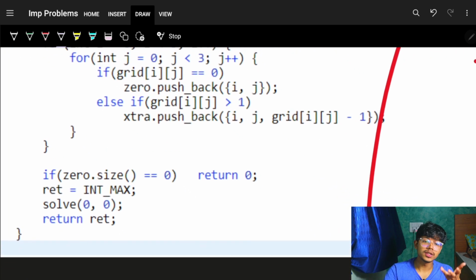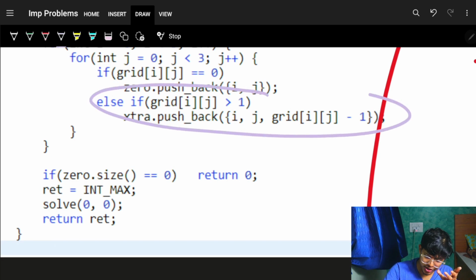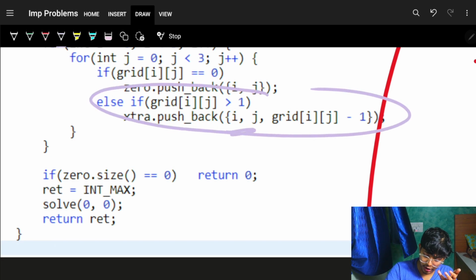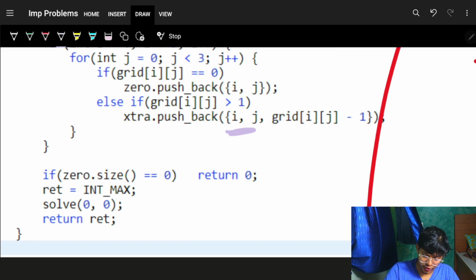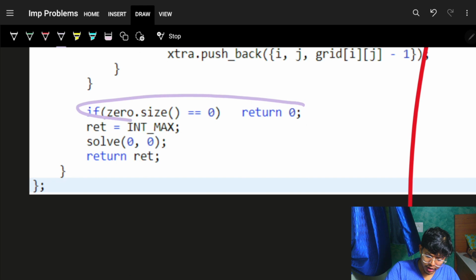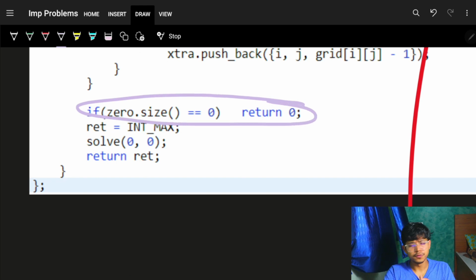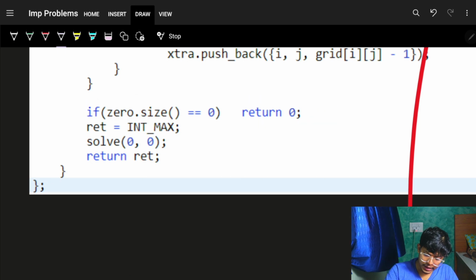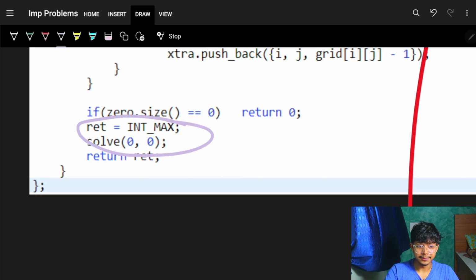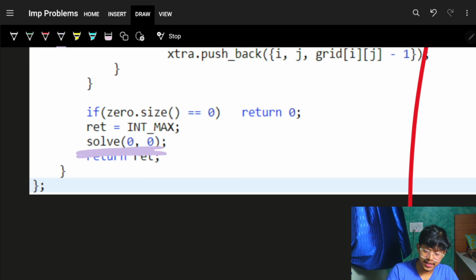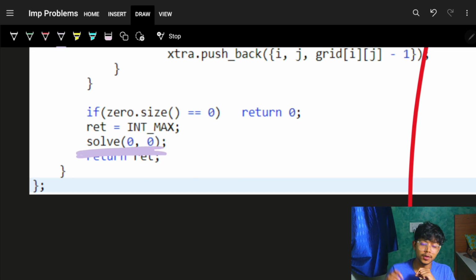which means if it's more than one value, simply push this in my extra vector, pushing the coordinates and also the number of extra ones I can deliver to the next person. And for sure, if the zero cells are zero, no number of steps would be required, so return a zero. Else you have an answer as int max. You will try to minimize that answer because you want the minimum number of moves.